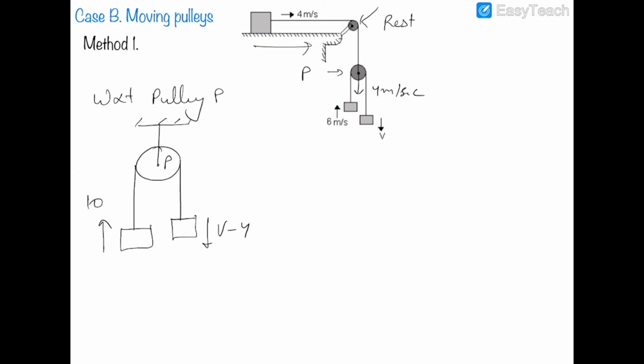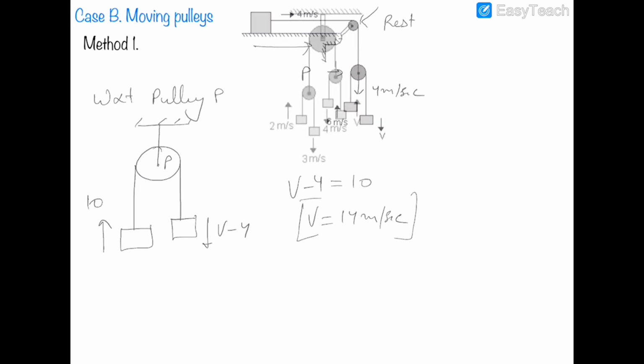Okay, so now I can equate these two, that v minus 4 will be equal to 10, so v will be equal to 14 meters per second. This is the required answer. And we are not concerned about writing the equations of tensions and mg, because that is a very easy part, and it is the same in all the questions. So I am skipping that part, which I have already discussed in the previous question. Now moving on to the next one.